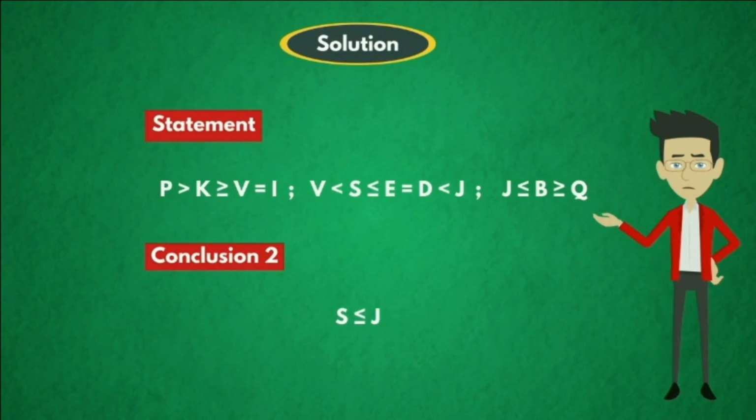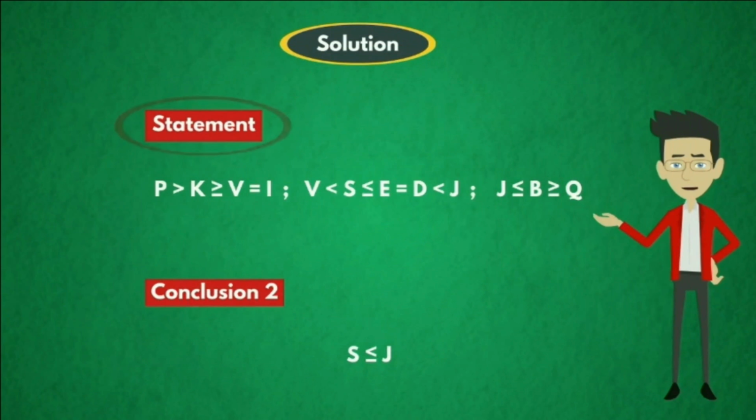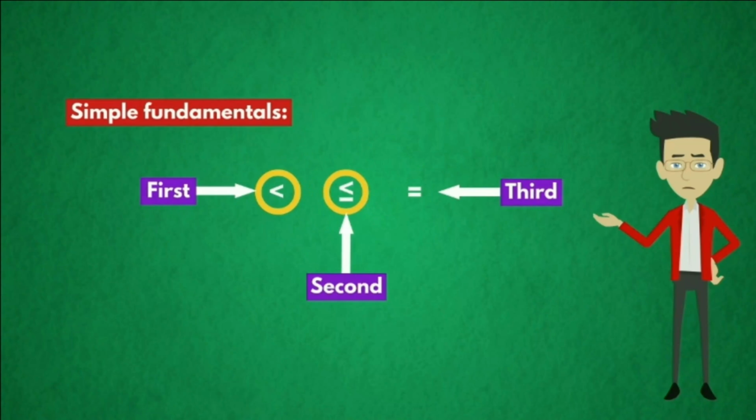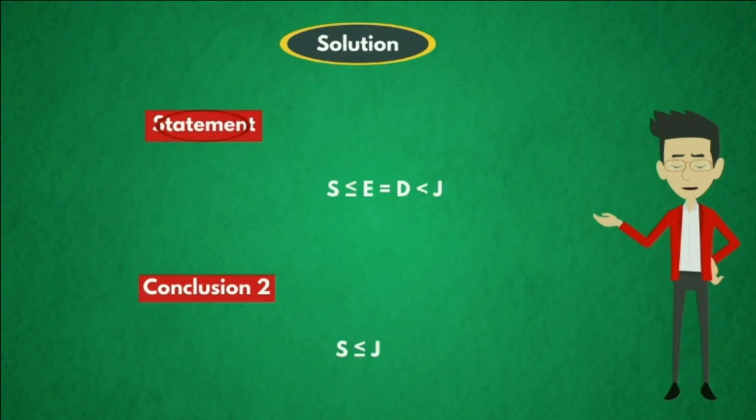Conclusion 2: S ≤ J. Here in the statements, we have a direct relation between S and J. So from S to J, we have less than or equal to, equal to, and less than symbols. Giving first priority to the less than symbol, second to less than or equal to, and third to equal to, here S ≤ E = D < J, we can say that S < J. But in the conclusion, it is S ≤ J. So conclusion 2 is false.